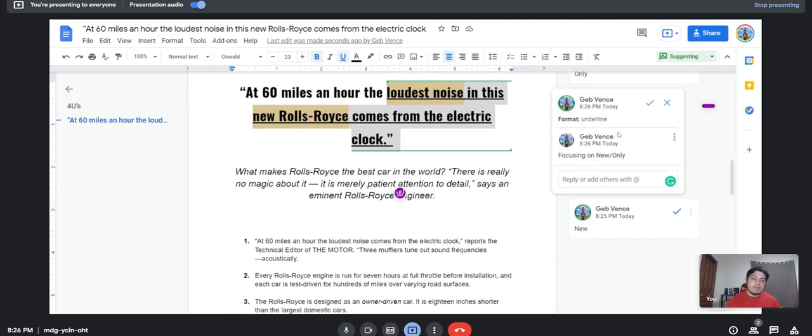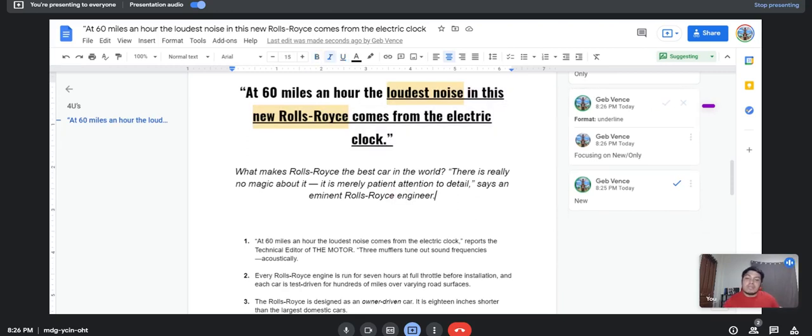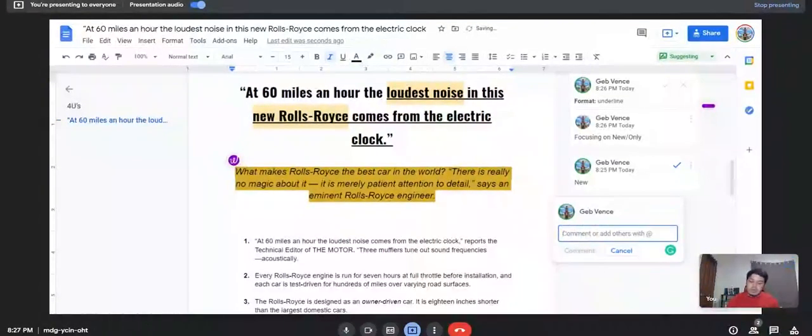Okay? So next, what makes the Rolls-Royce the best car in the world? There's really no magic about it. It is merely patient attention to detail, says an eminent Rolls-Royce engineer. So this is what we call proof, a testimonial actually, but still it's proof. A testimonial that talks about how good the Rolls-Royce is. And of course, he says there is really no magic about it.